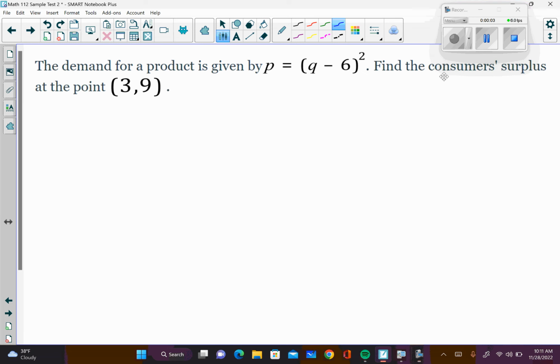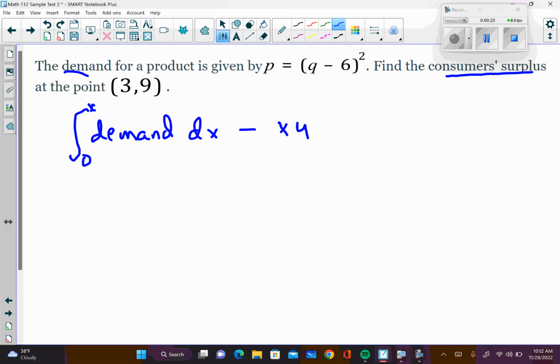To find the consumer's surplus, we integrate the demand function. Demanding products is what consumers do. I'm going to put a dx here. It's always an integral from 0 to an x coordinate, and then it's minus the x coordinate times the y coordinate of a point.